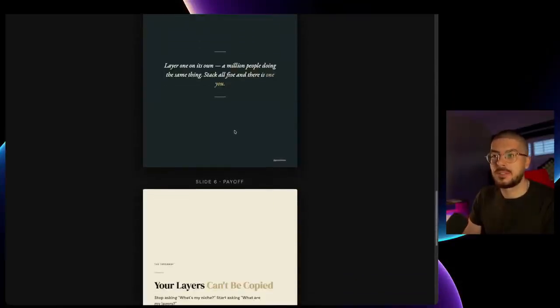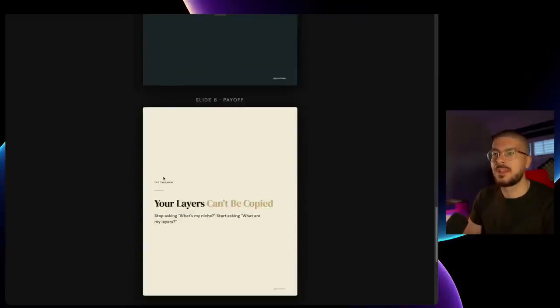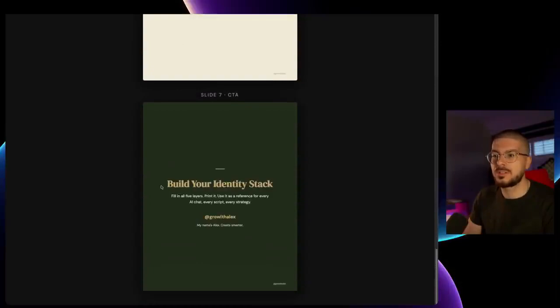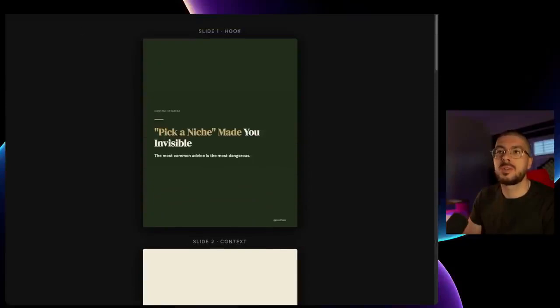And at the end, we have the CTA. And it's interesting how it changed the color for this tension one. And then for the payoff, it looks pretty good. And then CTA, build your identity stack, which is what I gave in that video. Now let's head over to level 3 so that I can show you the next evolution.